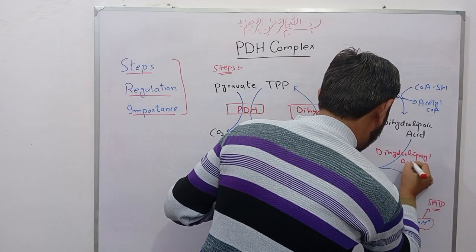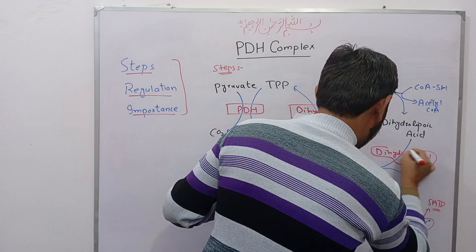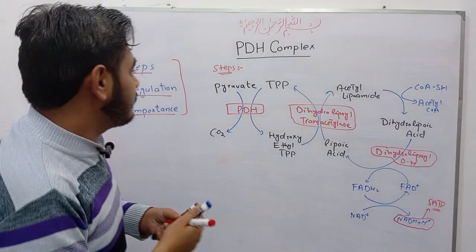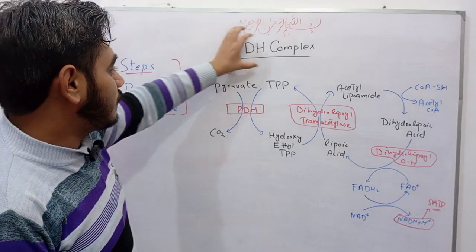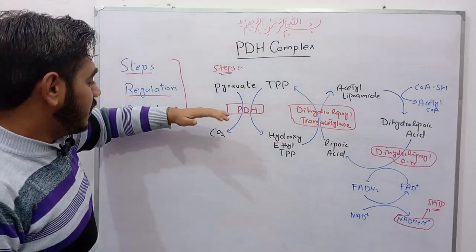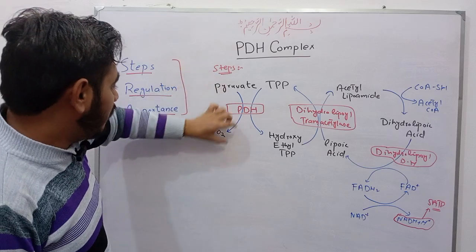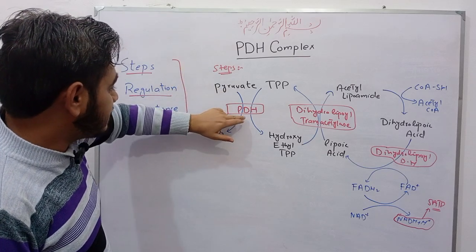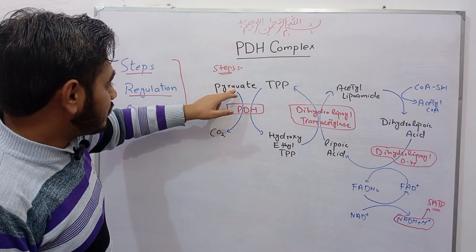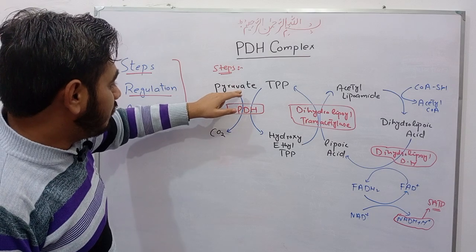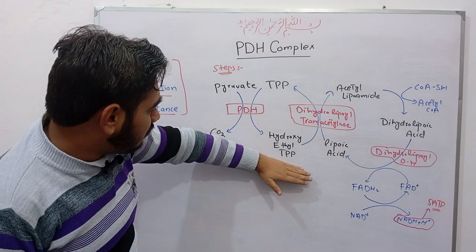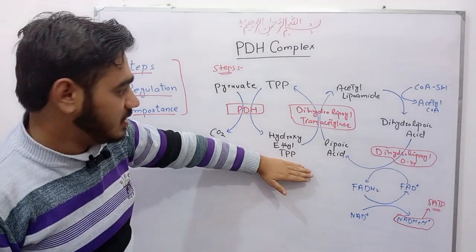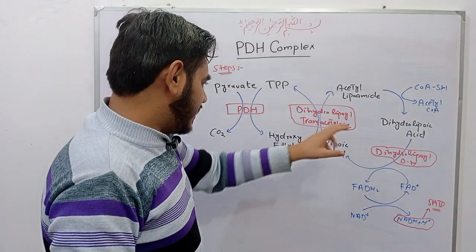Dihydrolipoyl dehydrogenase enzyme. Okay, students, these all are the steps of the pyruvate dehydrogenase complex. In the first reaction, there is a removal of carbon dioxide with the help of this enzyme, and a transfer of the hydroxyethyl group from pyruvate to thiamine pyrophosphate. There is formation of hydroxyethyl thiamine pyrophosphate, and this enzyme catalyzes two reactions.